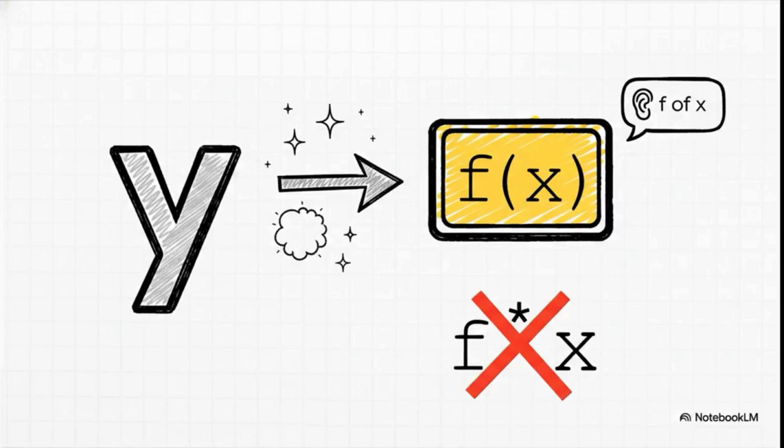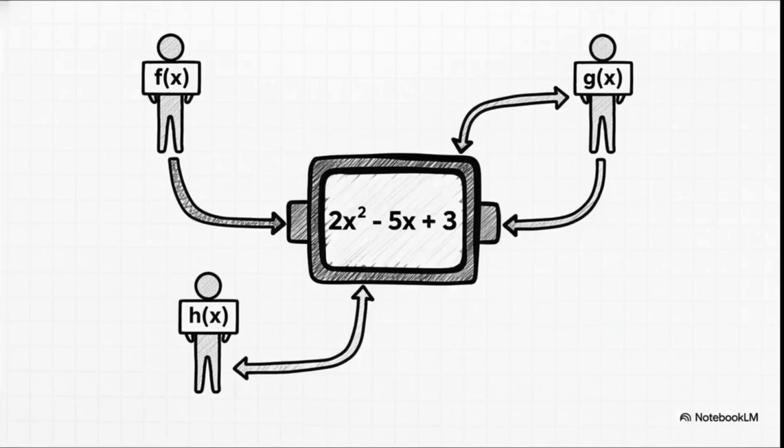It tells us, hey, we've got a function here, we're calling it f, and its value depends on the variable x. And that letter f, it's not special at all. You can name your functions whatever you want. f of x, g of x, h of x. It's just like giving people different names so you can tell them apart. As you can see here, they all represent the exact same equation. We've just given them unique labels.